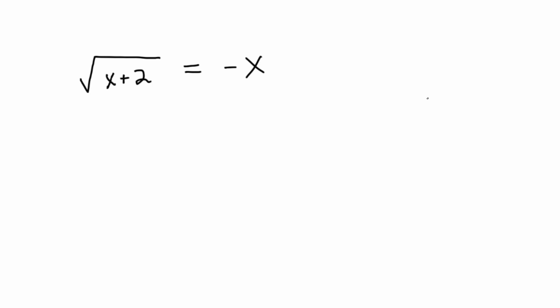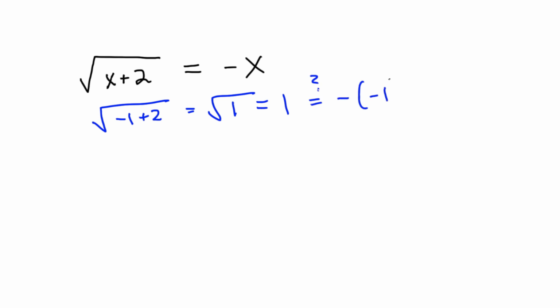Question 15, no calculator. Given only a couple answer choices, this problem lends itself to back solving. I can substitute either -1 or 2. Let's try both. The square root of -1 plus 2 equals the square root of 1, which is just 1. Does that equal the opposite of -1, which is just plus 1? It does. So -1 is a solution.